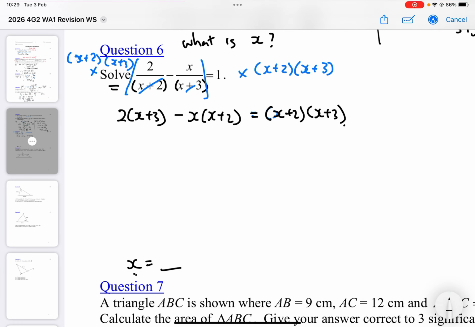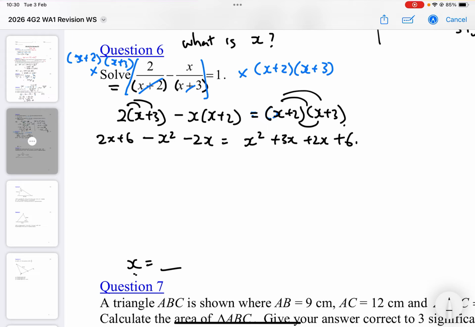Then I need to simplify, try to rearrange them. So 2 times x plus 3 will be 2x plus 6. Then minus x times x, minus x squared, minus x times positive 2, minus 2x. Then this side same, I need to do my expansion. x times x, x squared, x times 3, 3x, 2 times x, 2x, 2 times 3, 6. Okay, then I'm getting closer and closer to my answer.